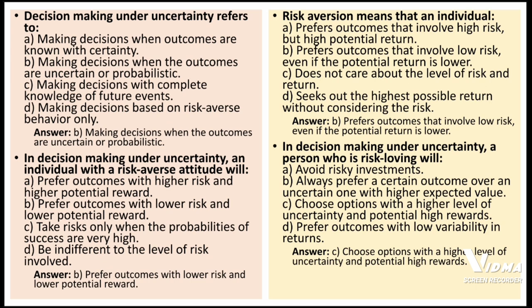In decision making under uncertainty, an individual with a risk averse attitude will. Answer is B. Prefer outcome with lower risk and lower potential reward. Risk aversion means that an individual. Answer is B. Prefers outcome that involves low risk even if the potential return is lower. In decision making under uncertainty, a person who is risk loving will. Answer is C. Choose options with a higher level of uncertainty and potential higher rewards.